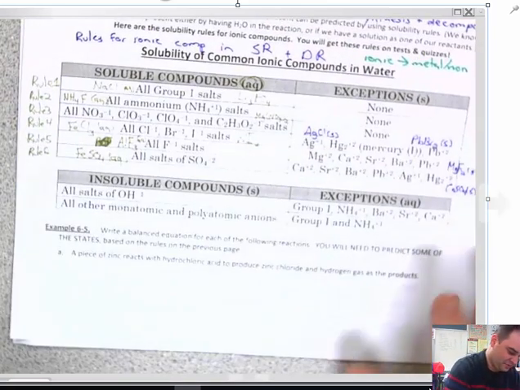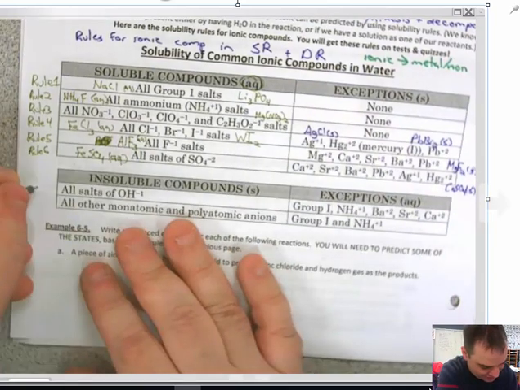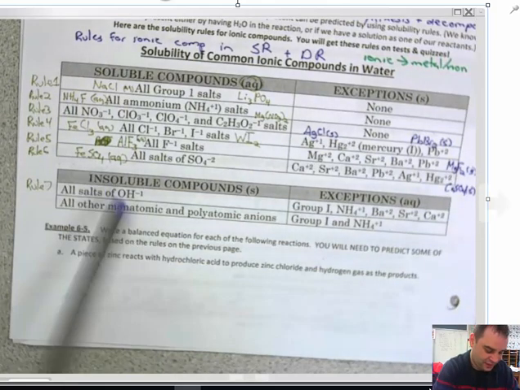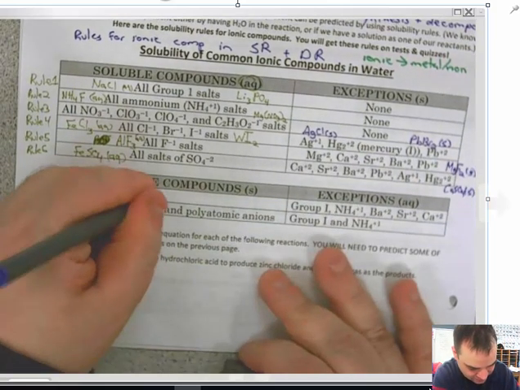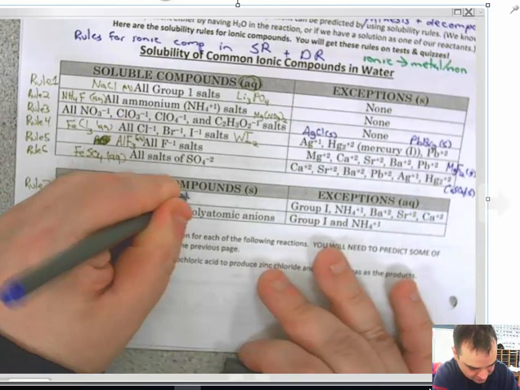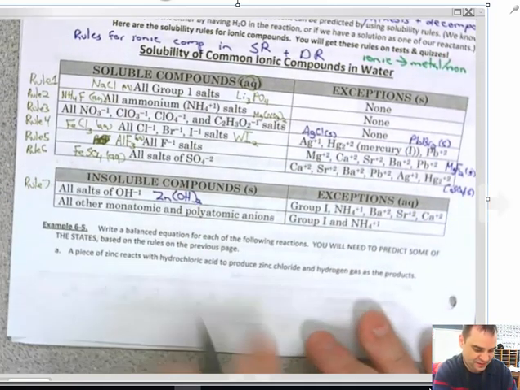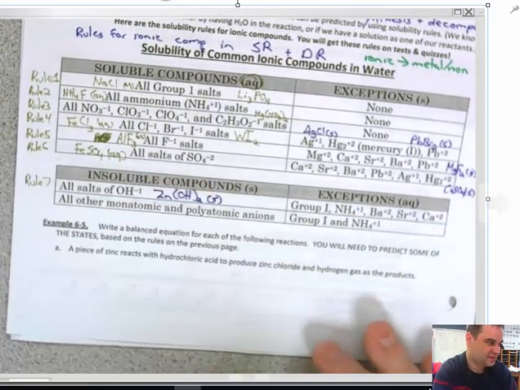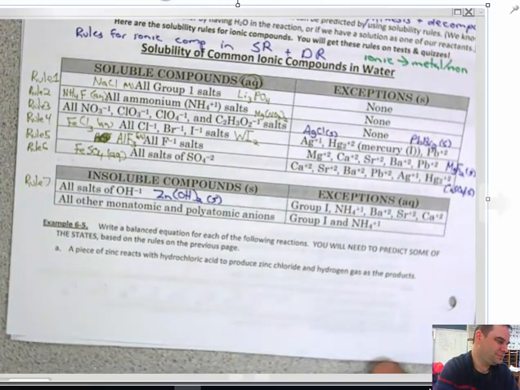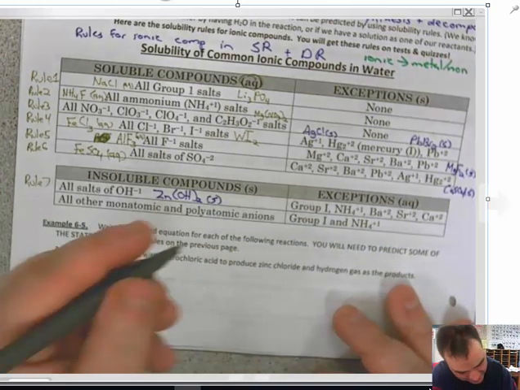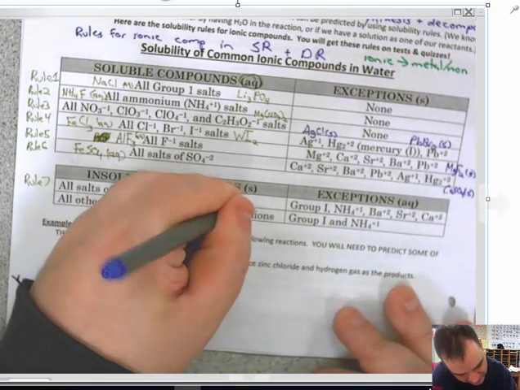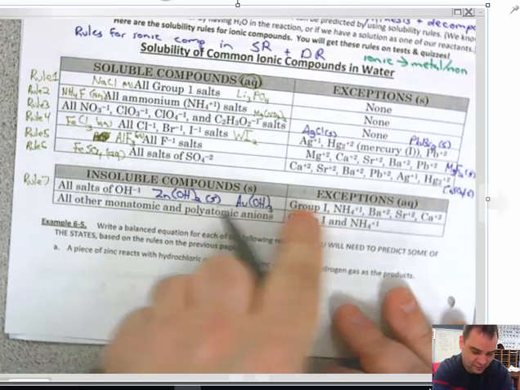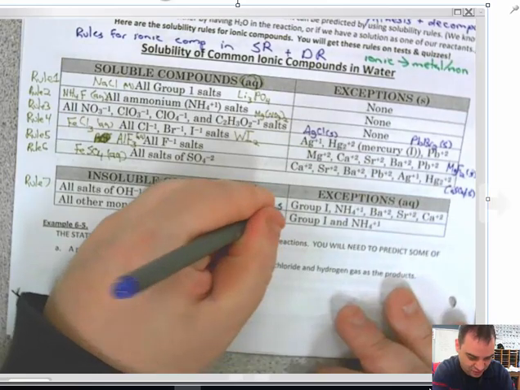Now we get to rule 7. Now notice that these are the insoluble compounds here. So if I have hydroxide with zinc, Zn(OH)2. Zinc is not on the other side of rule 7 here, so this would be a solid. Or if I had Au(OH)3, gold is not on this side, is not in group 1, so that would be a solid.